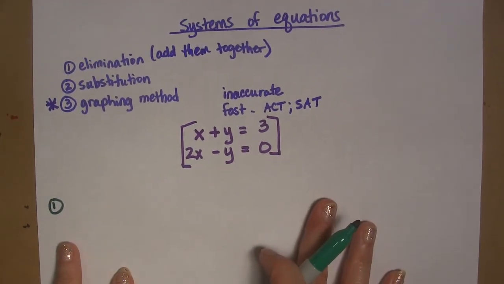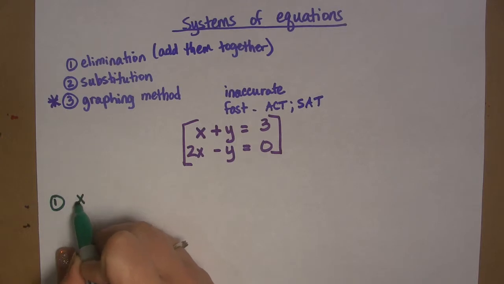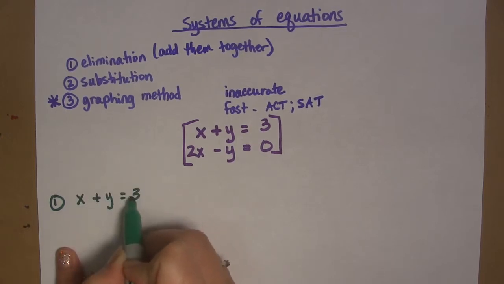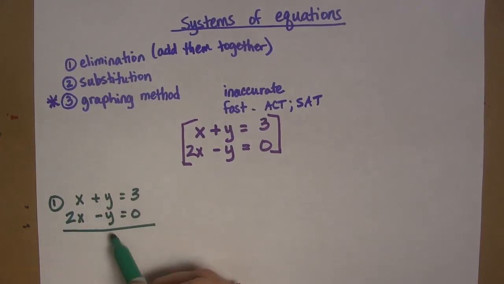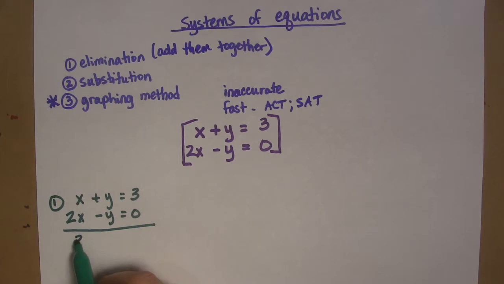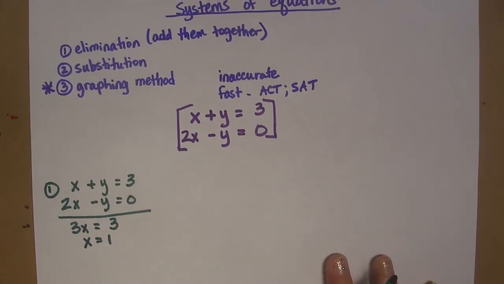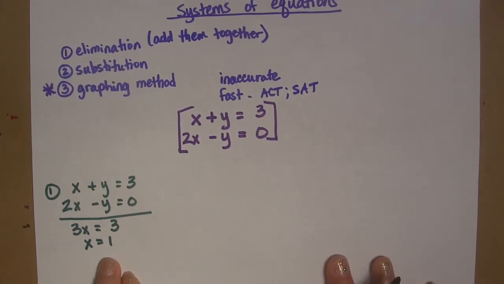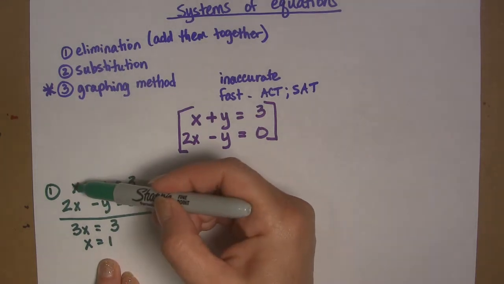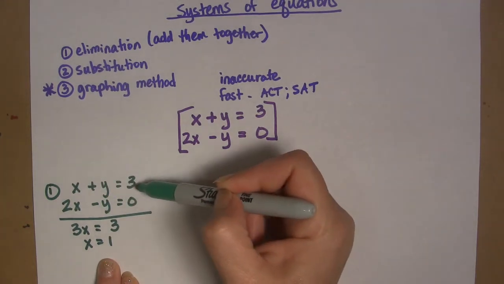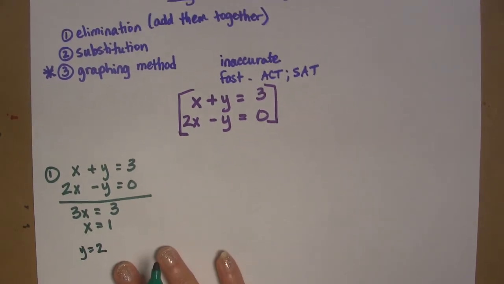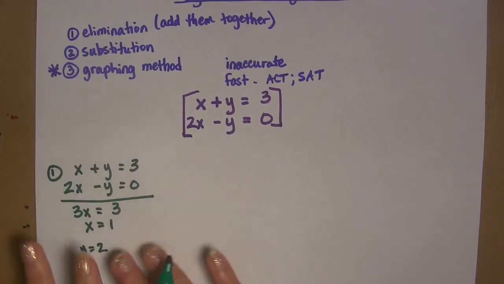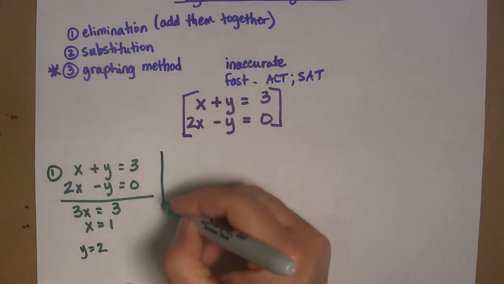Our first way to solve it is by elimination. This is the method that we worked on in the last chapter. We have X plus Y equals 3 and 2X minus Y equals 0. The Y's are going to cancel out, so 3X equals 3, so X equals 1. That's the solution. Then if we go back and say 1 plus Y equals 3, we know that Y is going to equal 2. I know I rushed through this quickly, but we did this last chapter. This is nothing different than what we have done before.